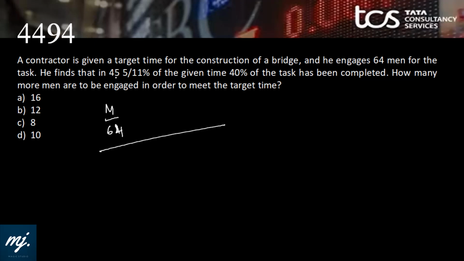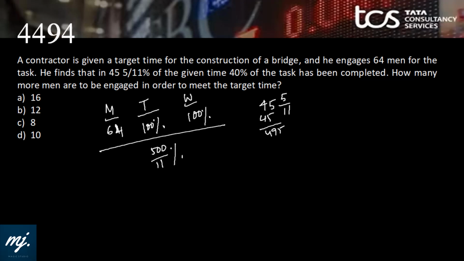He finds that in 45 5 by 11% of the given time, given is 100%, this is 45 5 by 11, 11 into 45 is 495 plus 5 is 500. So this is 500 by 11% of the time. 40% of the task is completed. Work done is again 100%, 40% is completed by 64 men. How many more men to be engaged in order to meet the target time?